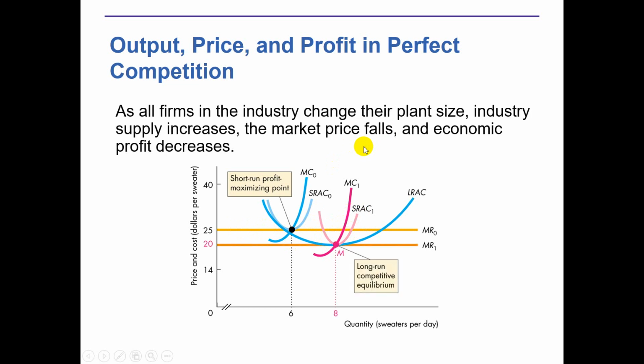As all firms in the industry change their plant size, the industry supply will increase, and in that case, because of higher supply in the market, the price will fall, and the economic profit for each firm will decrease. So the price will go down from $25 to $20, and the short-run economic profit the firm already got will be eliminated, and now they will be again at zero economic profit.